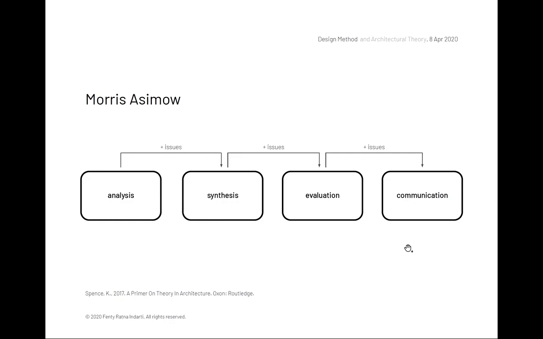Now, we are going to see another model proposed by Maurice Asimov. He had simplified the model proposed by Bruce Archer before into 4 stages, starting from analysis, synthesis, evaluation, and resulting in communication. Each stage helps the designer or architect to gather more issues in order to broaden their understanding to solve the issue or problem.